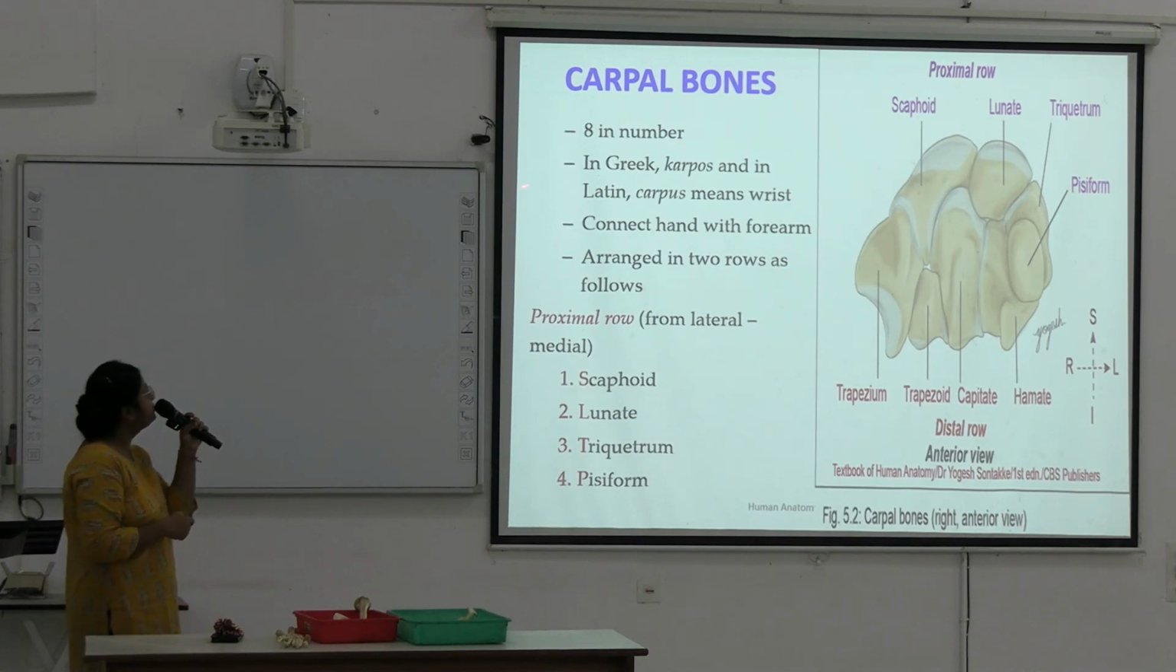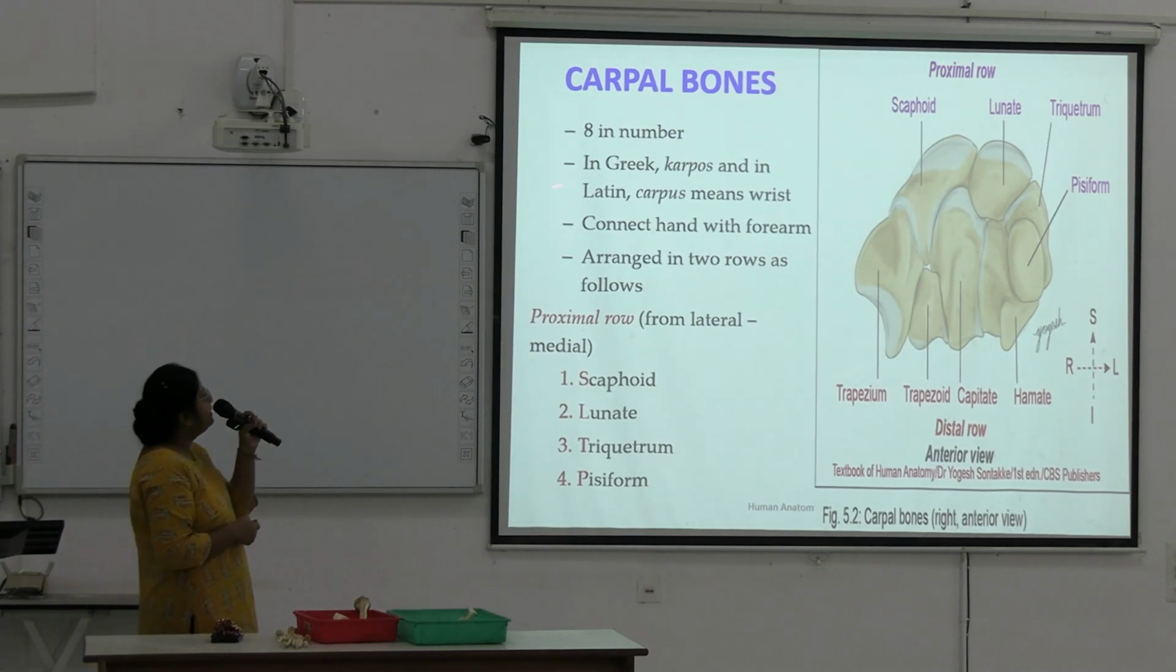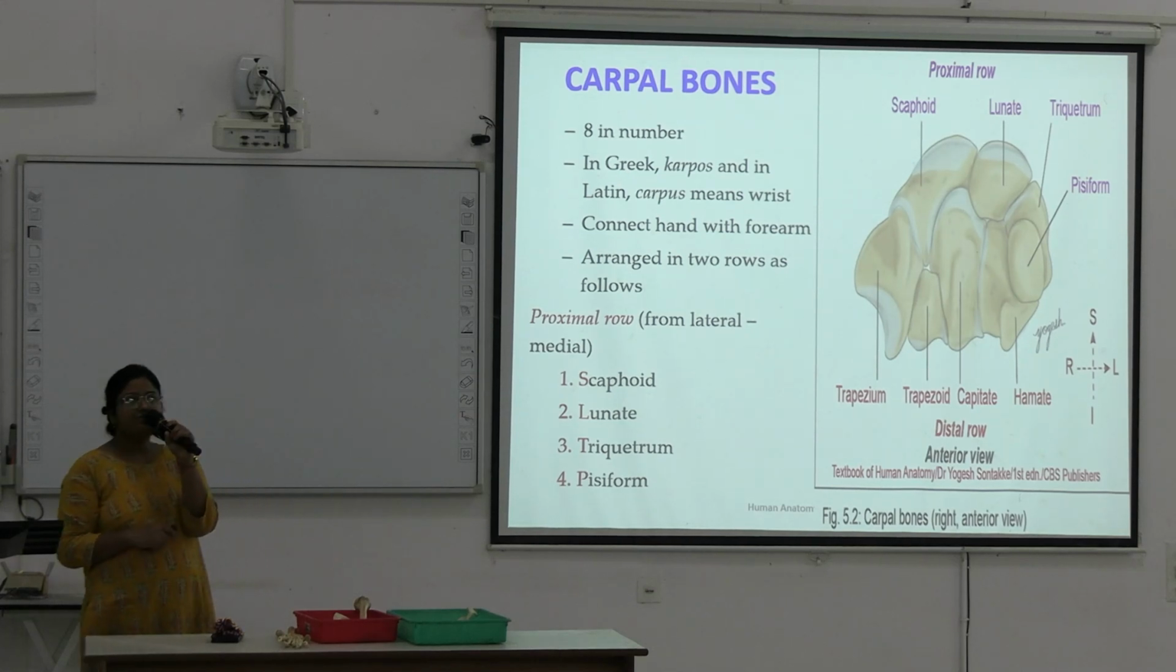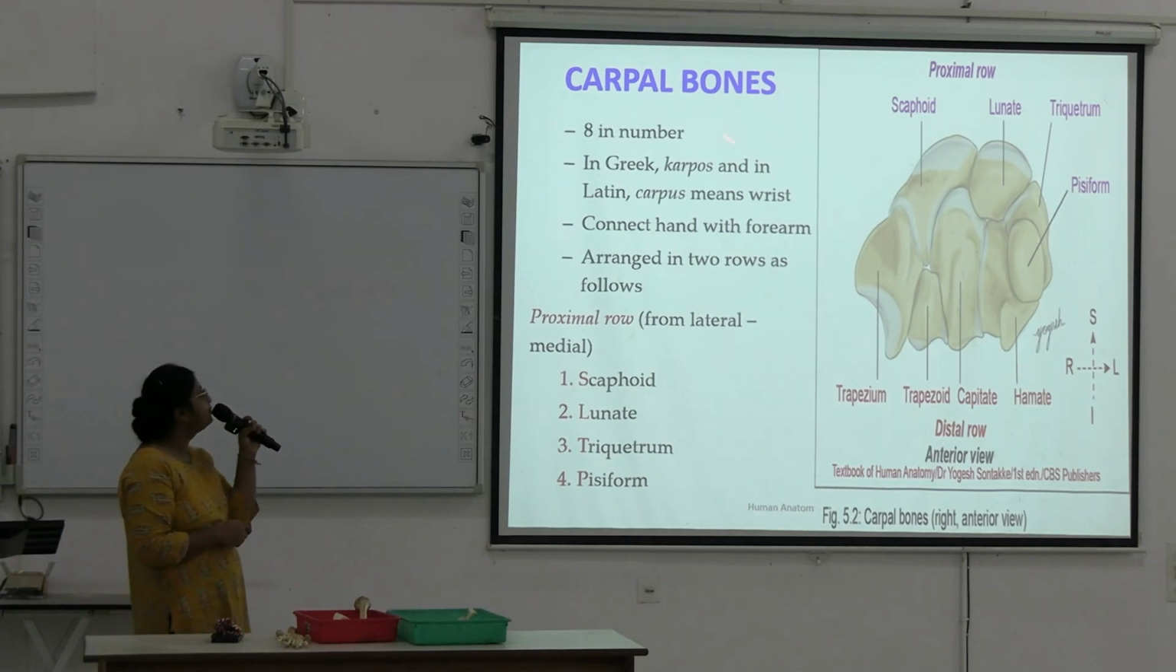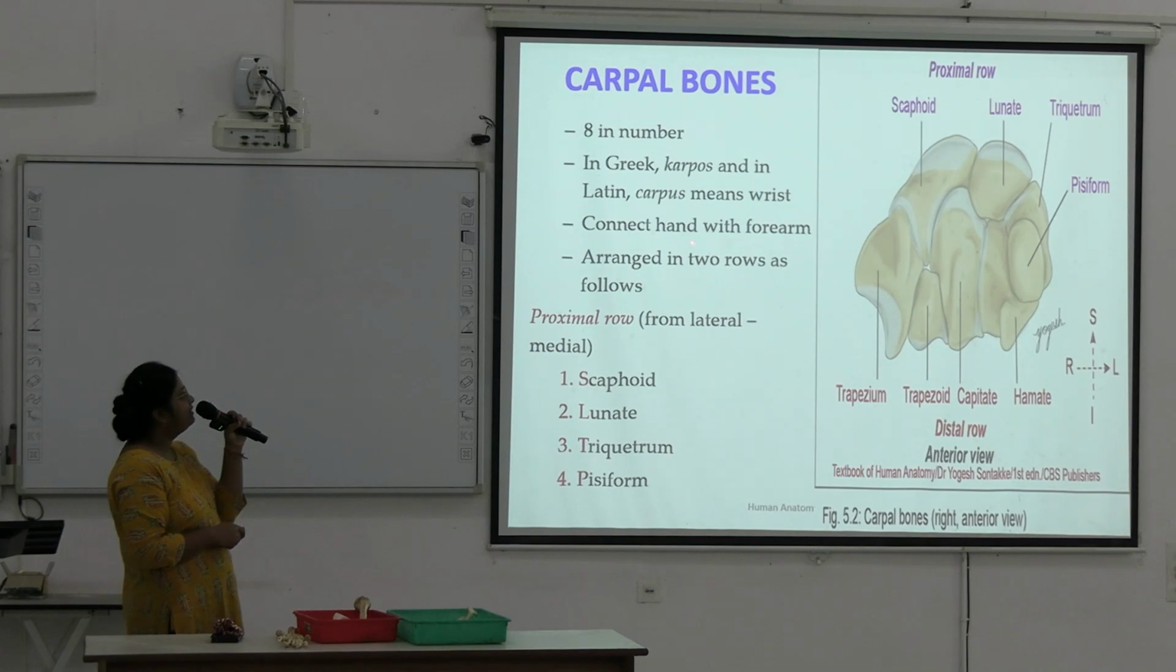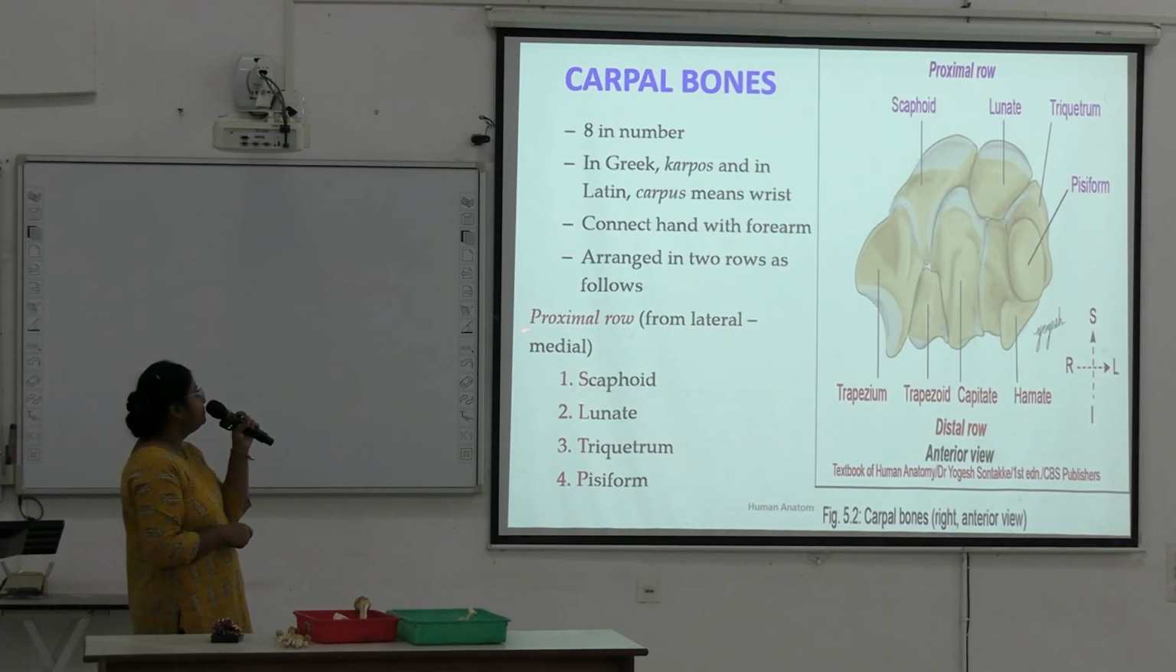So carpal bones, these are 8 in number. In Greek it comes from carpos and in Latin carpus, which means wrist. So these bones are lying near the wrist, that's why the name carpal bones is given. They connect the hand with the forearm and are arranged in 2 rows as follows. In the proximal row, see here: scaphoid, lunate, triquetral, pisiform.